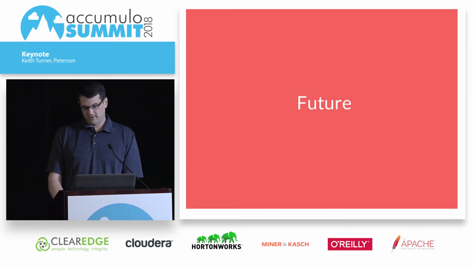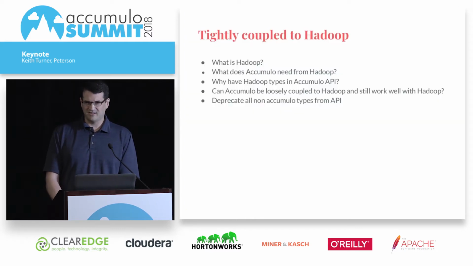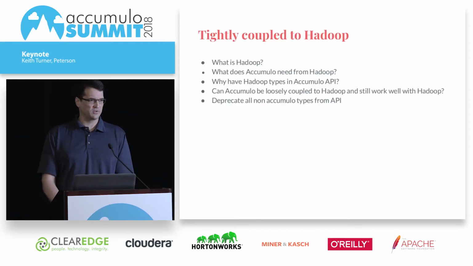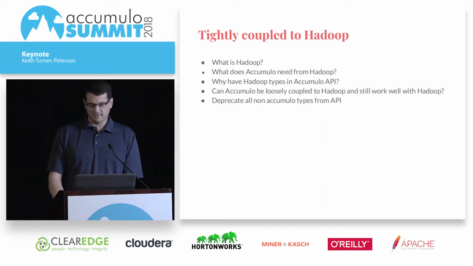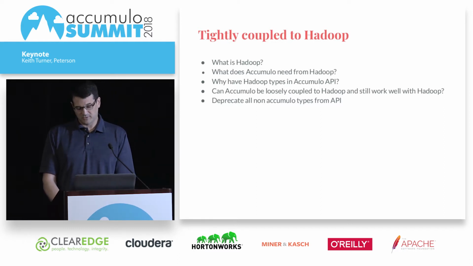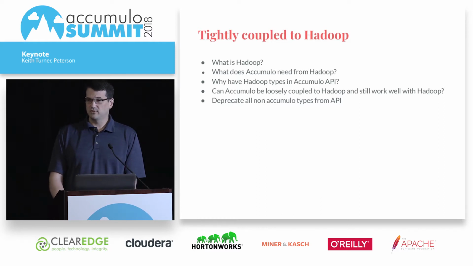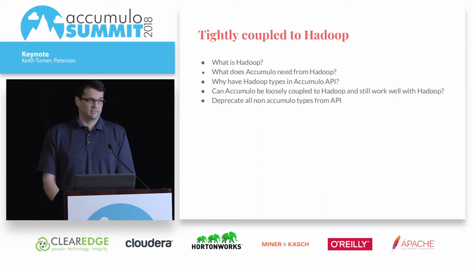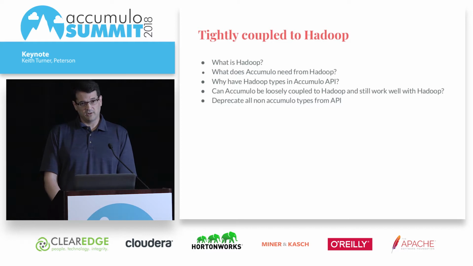And these are some things that I might like to see in the future. I don't know if they're a good idea or not. I think Accumulo is really tightly coupled to Hadoop, and I don't know if that's really necessary. Personally, I don't know if this would ever happen, but I think it would be nice to be less tightly coupled to Hadoop, because what is Hadoop? As far as I can tell, Hadoop is HDFS, MapReduce, and Yarn. What does Accumulo need from Hadoop?